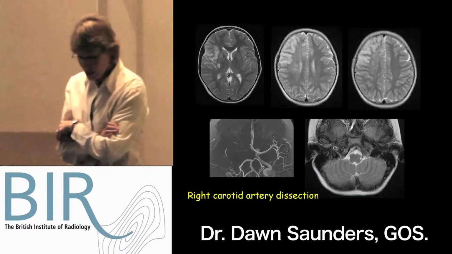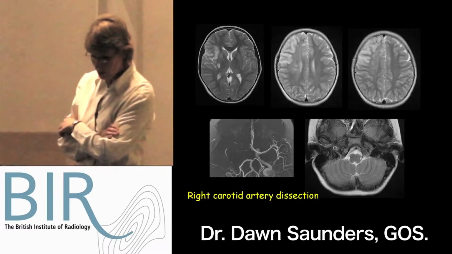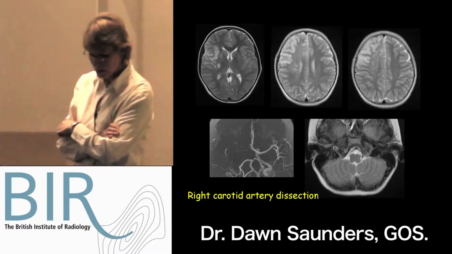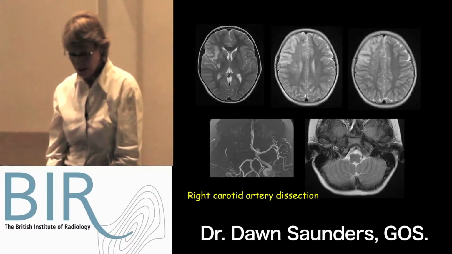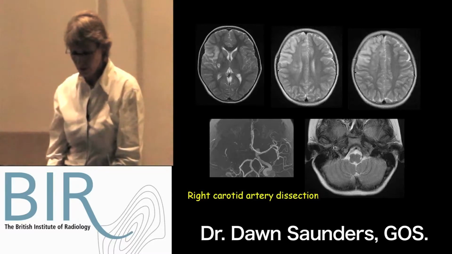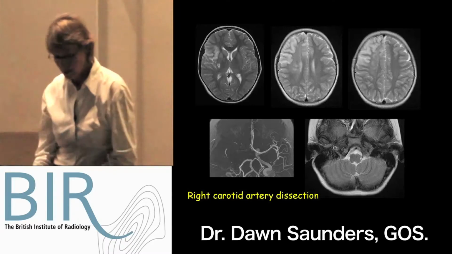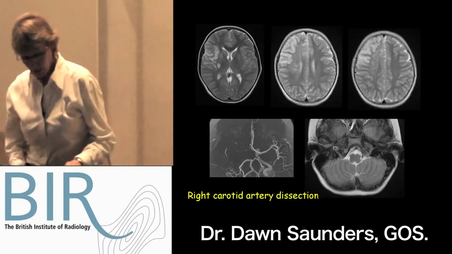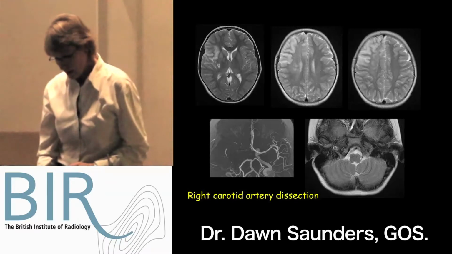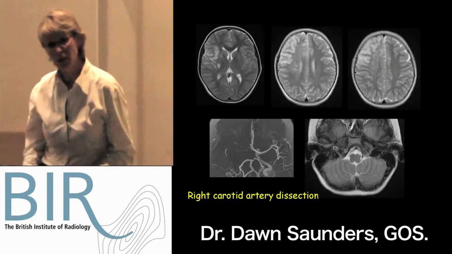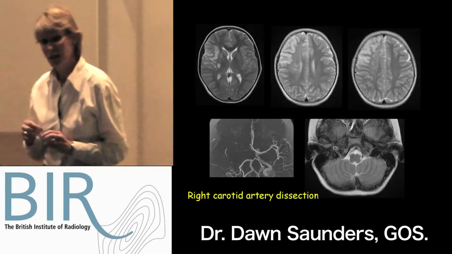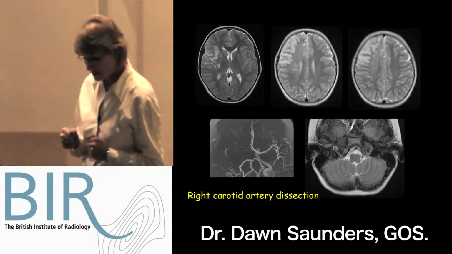So here's a child who presented with a left-sided hemiparesis and has a right middle cerebral artery territory infarct, and you can see on the MR angiogram that the internal carotid artery on the right is occluded, as is the A1 segment, and there is complete occlusion of the right middle cerebral artery. And a very nice axial T2 weighted image of the skull base shows the crescent sign. This is the diagnostic feature of dissection.